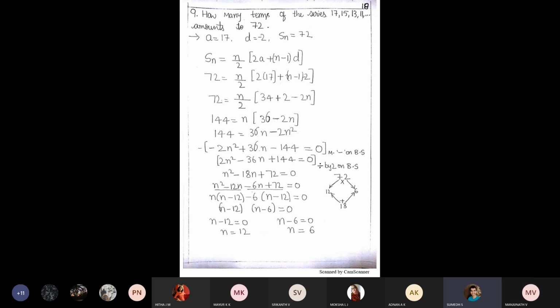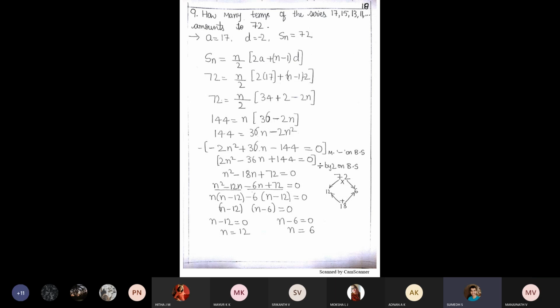Here in minus 6n plus 72, n is not common. Instead, 6 can be taken as common. To be more precise, minus 6 can be taken as common. When we take minus 6, it is obvious that minus 12 should be considered, not plus 12, because minus multiplied by minus will result in plus. So minus 6 multiplied by n minus 12.